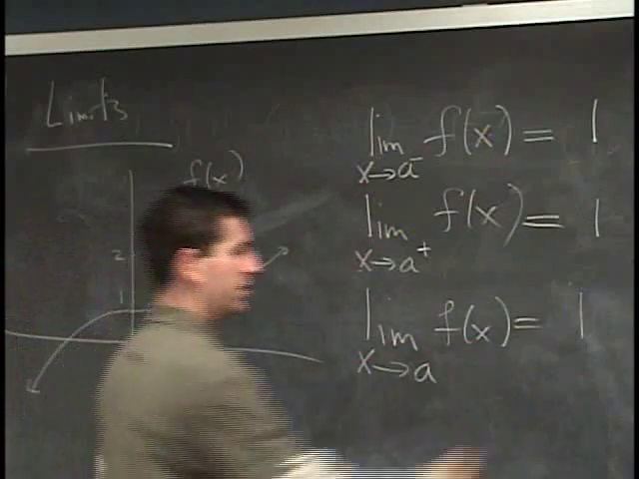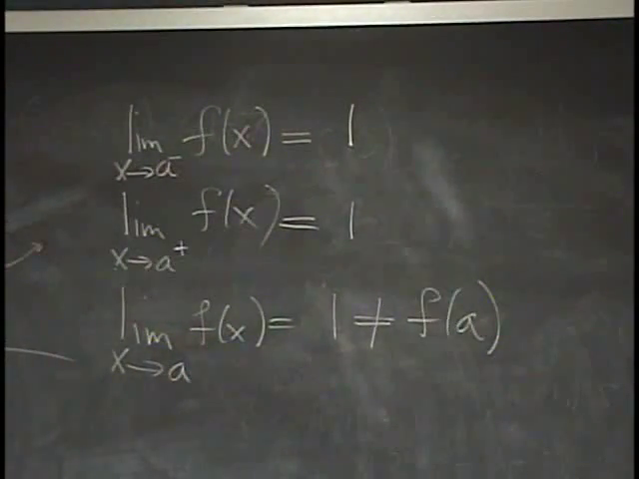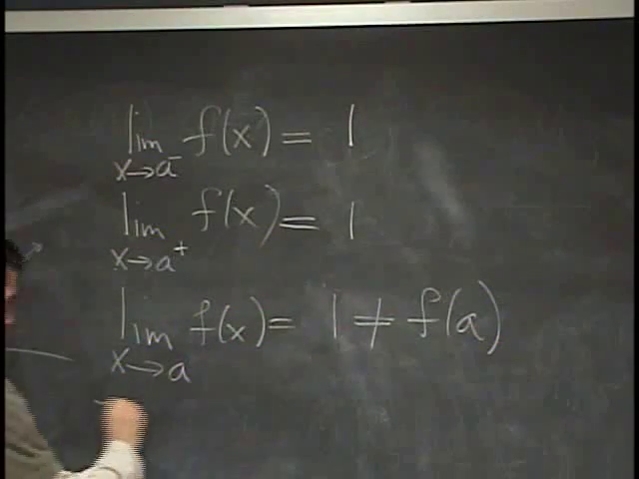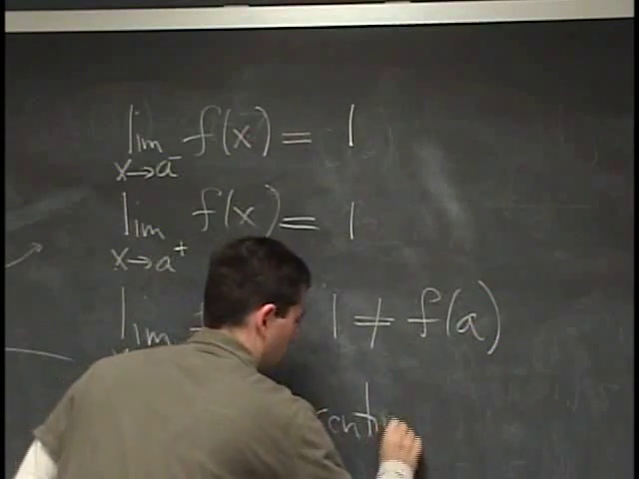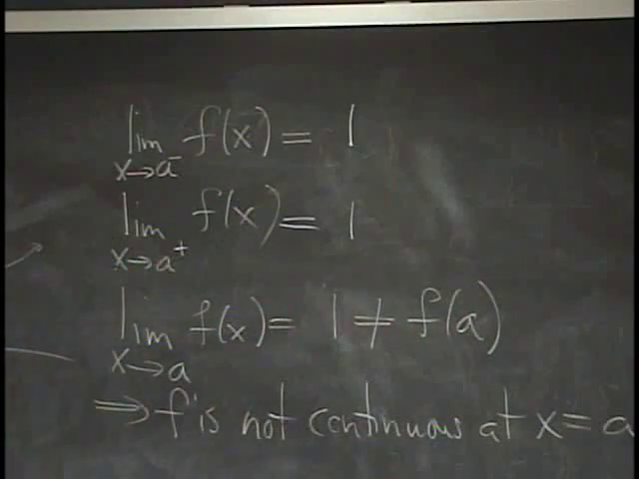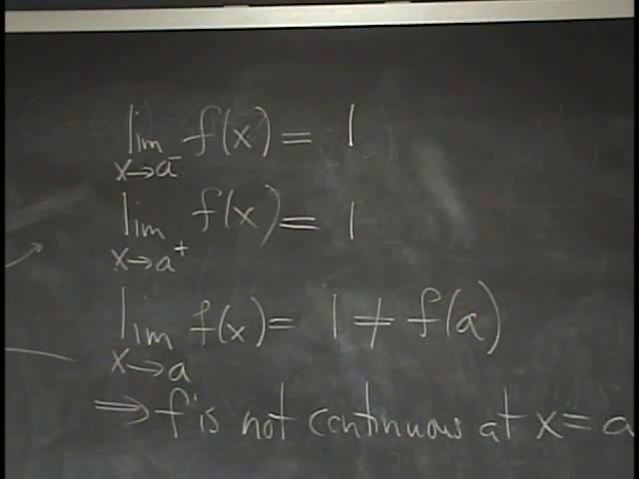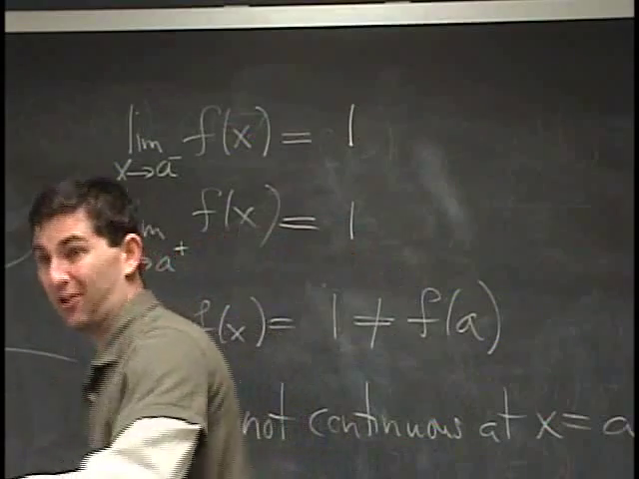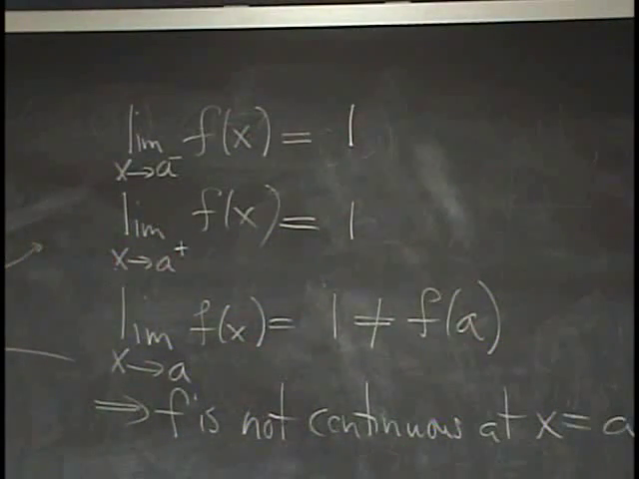Now, this is not equal to f of a. Okay? So this implies f is not continuous at a. Okay? So continuity meant not only do they agree on a target so that they can fire, but they actually hit the target. Right? Since this one doesn't hit the target, it actually jumps up to 2. It's not continuous at that point.